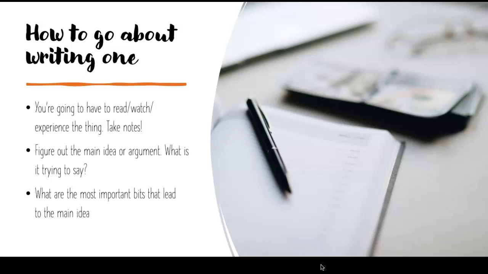You want to figure out what the main idea or the argument of the thing is. What is it trying to say? If you're in my English 1302, we spend the entire semester trying to identify the argument of whatever we're reading. But for the most part, if you get the main gist of what they're trying to say, what their position is, then you can start formulating your summary around it.